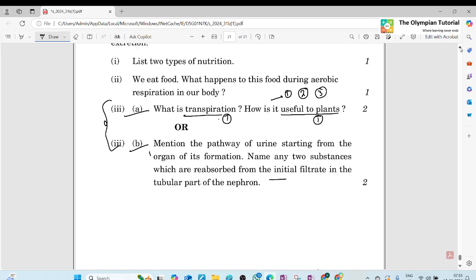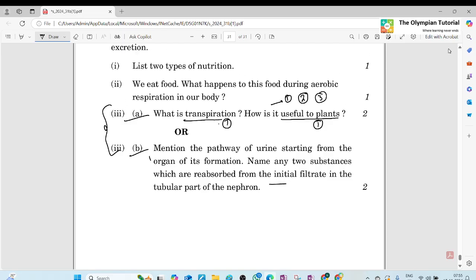What is the second point? The points which I told you: helps in the temperature regulation. Second is provides cooling effect. Obviously when evaporation happens, it gives cooling effect. Third, it helps in the absorption and upward movement of water and dissolved minerals in it from the roots to the leaves.